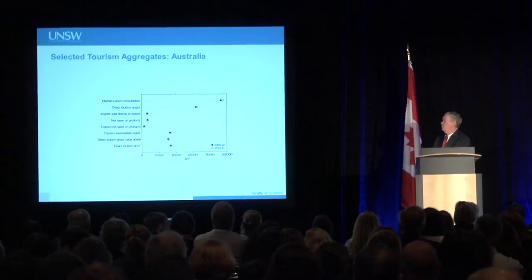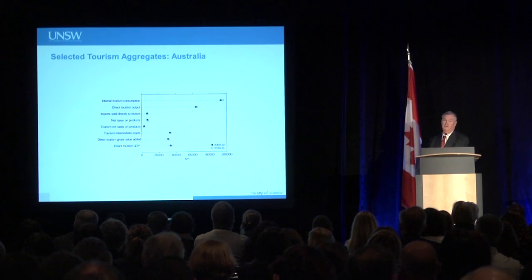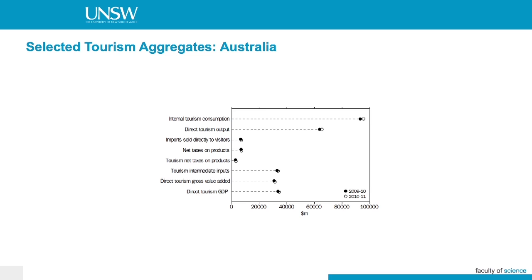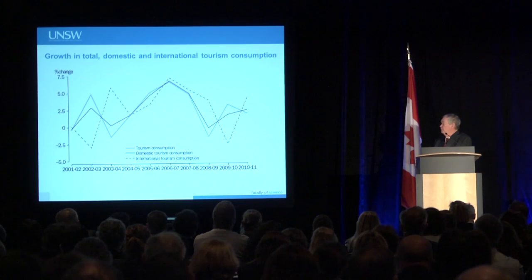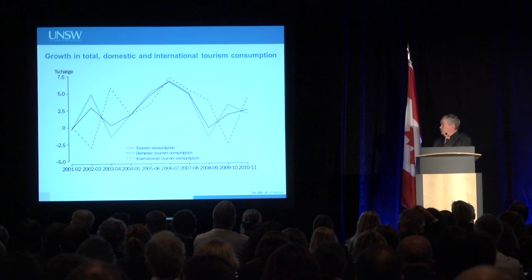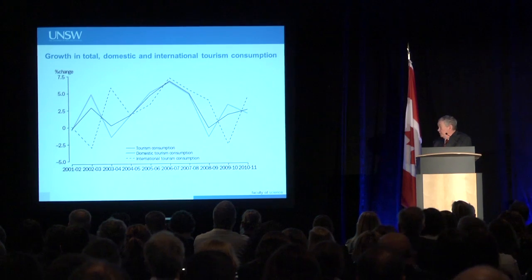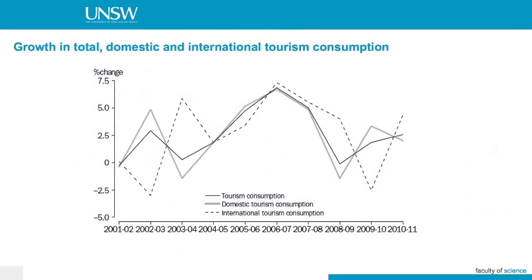Now, I'm just giving you some examples of some of the displays that are interesting and emerge from tourism satellite accounts. Here we have selected tourism aggregates for Australia: internal tourism consumption, direct tourism output, net taxes and so on, and the tourism satellite accounts enable us to compare the situation for different time periods. So we're gaining a lot of knowledge that can be useful in determining trends and so on, and gaining an appreciation of the contribution of tourism to the economy. Here we have another type of display which maps out changes in tourism consumption, the aggregate, domestic tourism consumption and international tourism consumption, to be able to determine relative changes in these important aggregates.